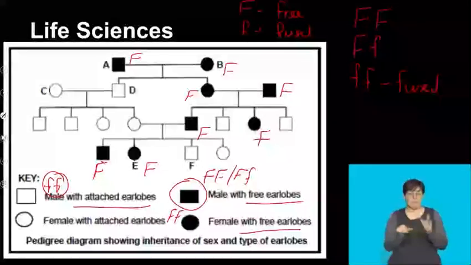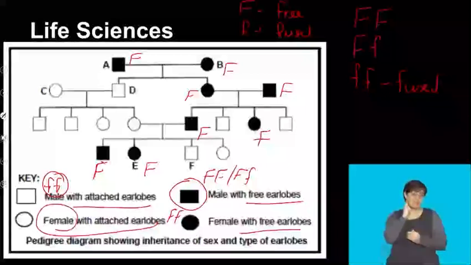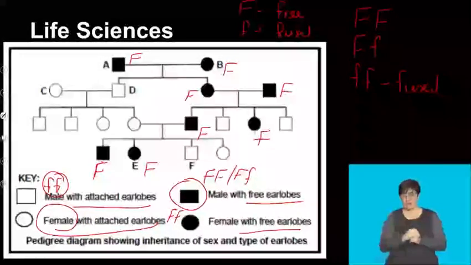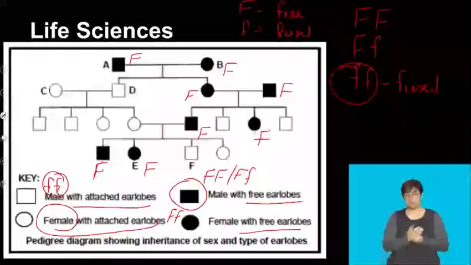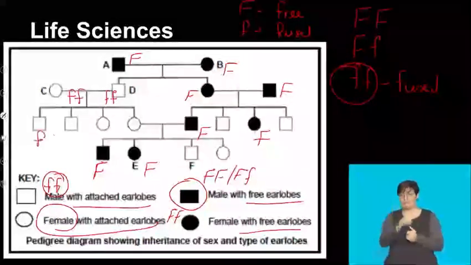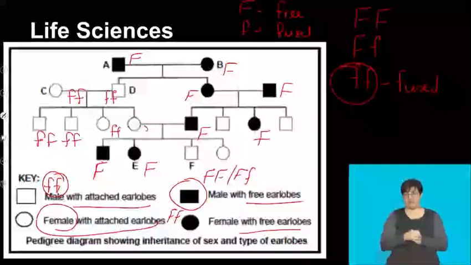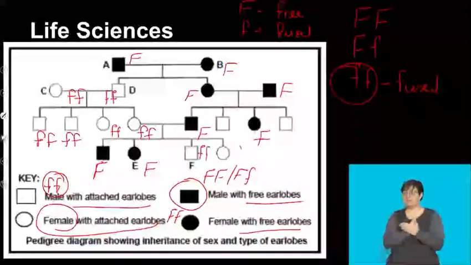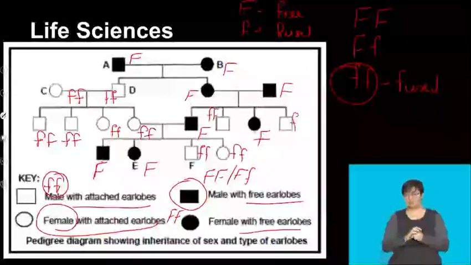What's also important to realize is that the attached earlobes are the recessive trait, and these can only be the individuals that have a homozygous recessive combination. And so guys, this means that these individuals have to have 2 recessive alleles. And so all of these individuals that are unshaded in this case have 2 recessive alleles. And I'm going to very quickly do that and illustrate that for you.